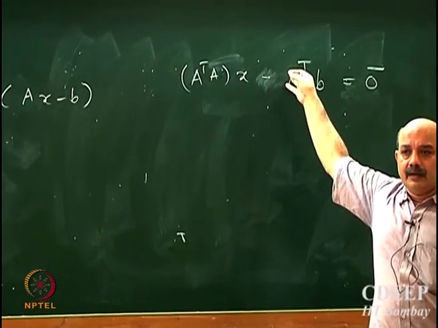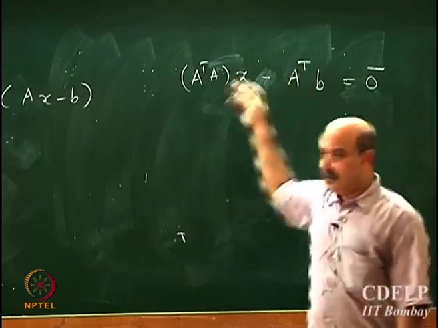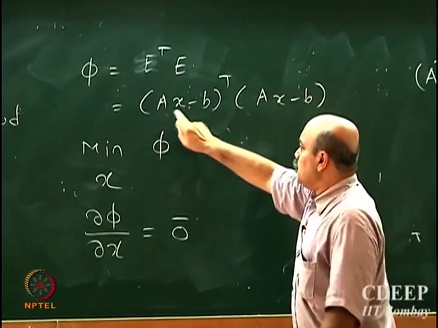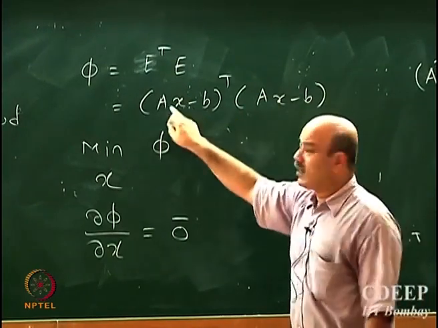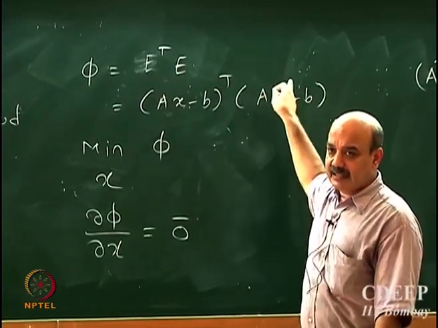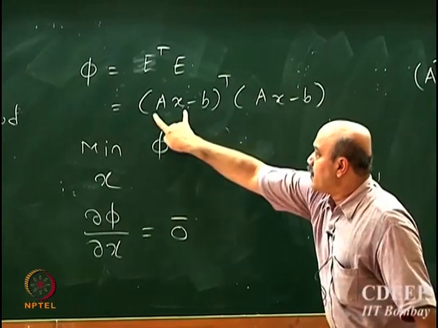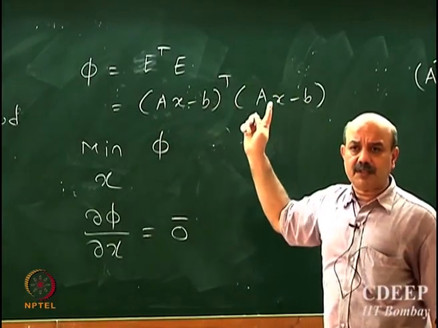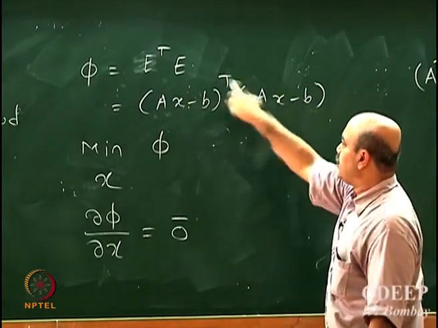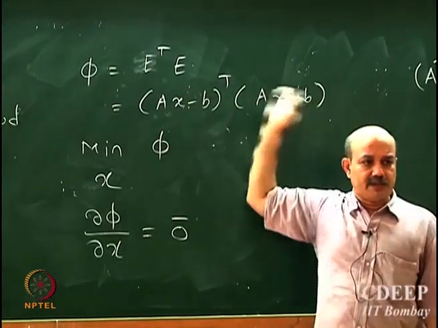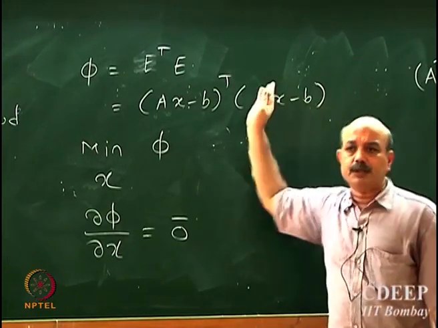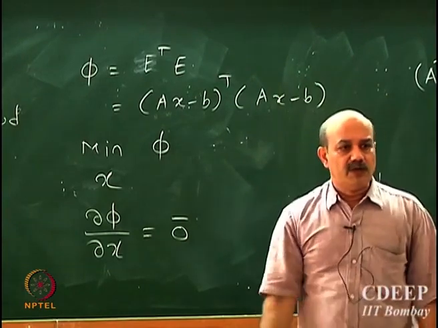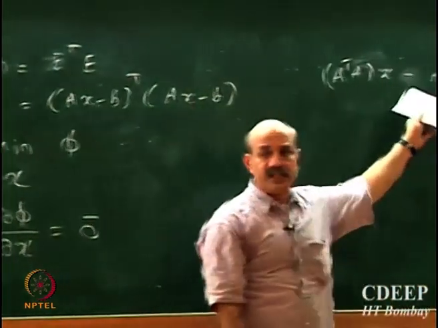Okay? Is this fine? Just see this. If you expand this, you will get A transpose x transpose A transpose A x, then you will get A transpose x transpose into B. You will get 4 terms. You will get one term which is B transpose B. B is not a function of x, so ∂(B transpose B)/∂x is 0. So if you differentiate, you will very easily arrive at this particular equation.